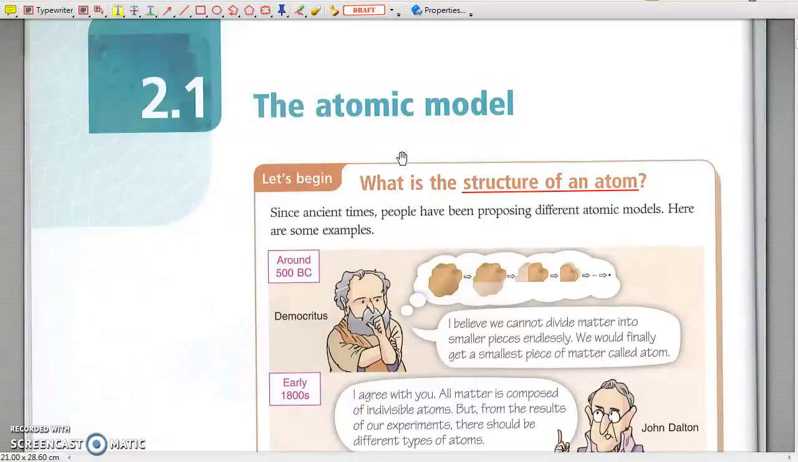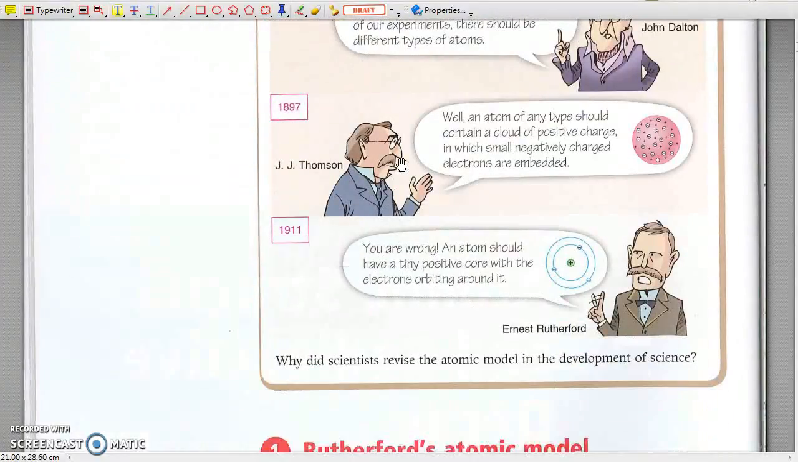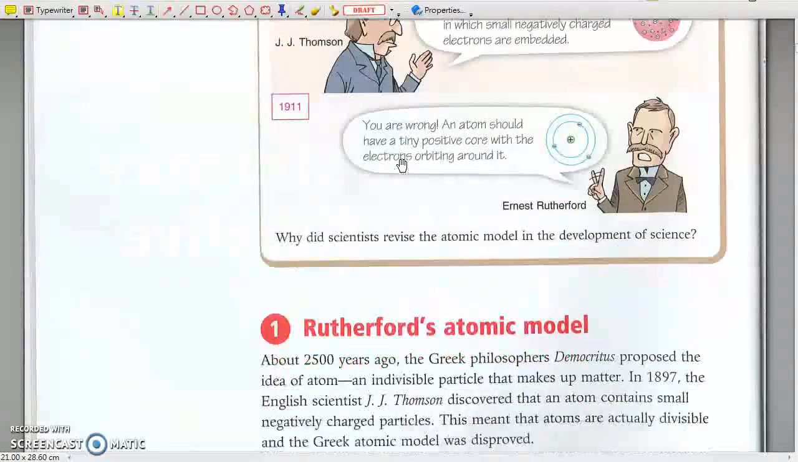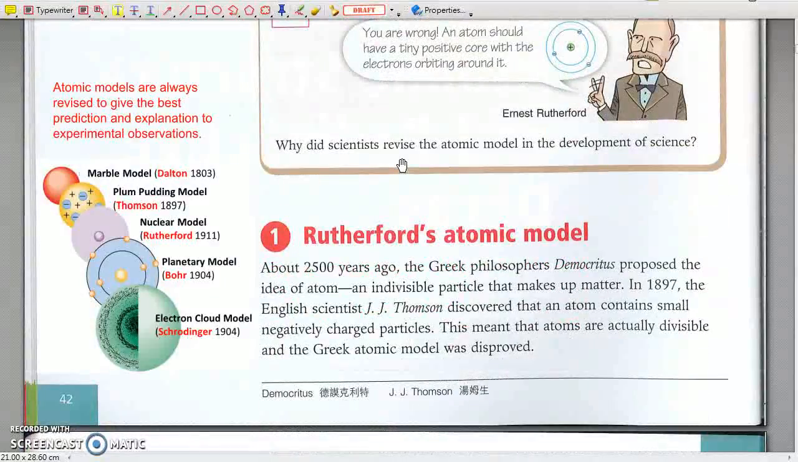What's the structure of an atom? The study of the structure of the atom started 2000 years ago. The atomic model is always under revision to give the best prediction of and agreement with experimental observations.